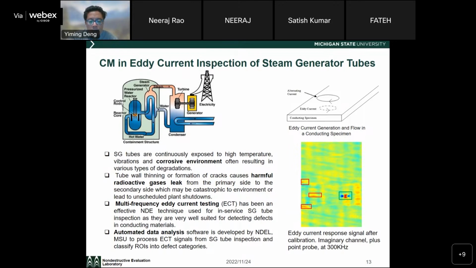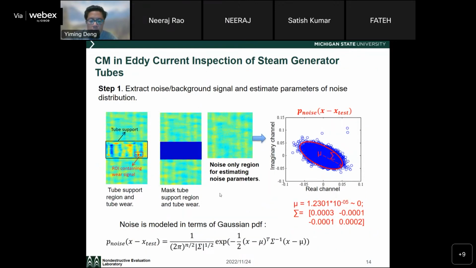So the ADA has been developed into a software tested by the users, and it will give you the automatic data classification into different defect categories. The picture here is showing you the EC response signal after calibration, and this is from the imaginary part of the data from the plus point probe at 300 kilohertz. And the region of interest has been identified here, and you can see some representative defect signal here at this particular frequency.